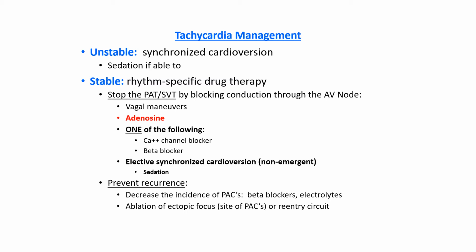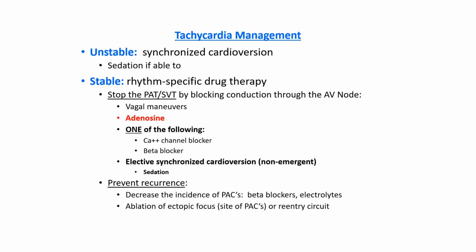Stable patient, you have some time. With that, you can try to stop that SVT by blocking the conduction through the AV node. Oftentimes, the first thing you can try is vagal maneuvers. If there's an SVT that only works in the atrium, vagal maneuvers only work in the atrium. So if they're stable, you can try vagal maneuvers. It's the most non-invasive, so we can attempt that. If that doesn't work, you can try adenosine. And one of the following, if you know that they're having some kind of atrial fib or flutter, you can try a calcium channel blocker or a beta blocker.